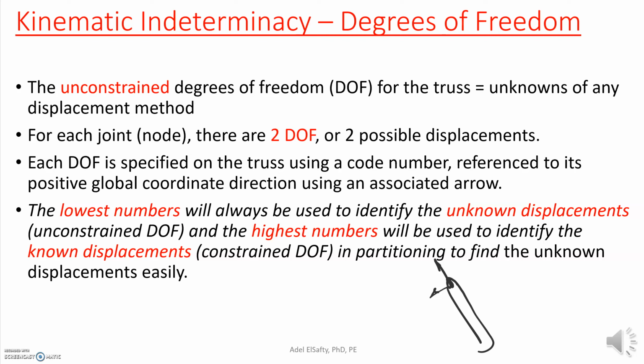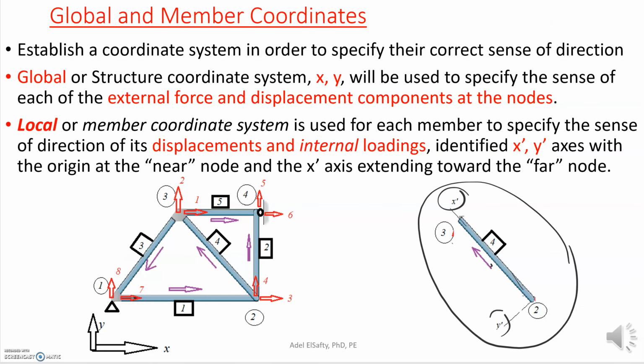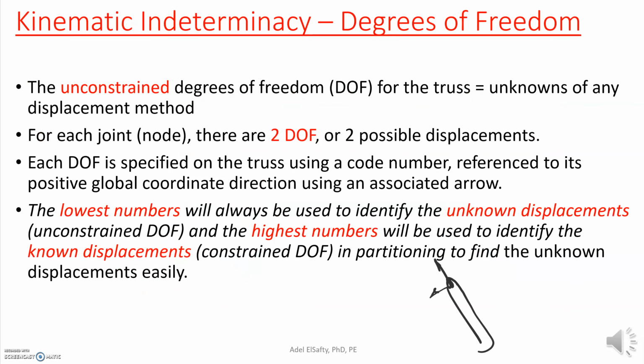Each degree of freedom is specified using a code number. So this is again very important. You use a code number in order to identify them. If you can see here, in joint number 1 you have degree of freedom 7 and degree of freedom 8. In joint number 2 you have 3 and 4, 6 and 5, 1 and 2. So this is something that you need to pay attention to. That's basically what you need to know as far as the degrees of freedom.